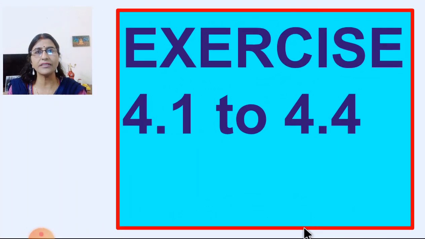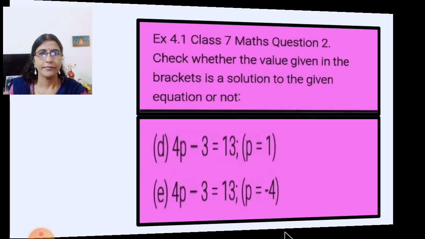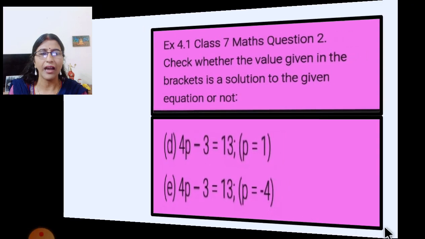Now today we will do some important questions from exercise 4.1 to 4.4. This is question number 2 of exercise 4.1. Check whether the value given in the bracket is a solution to the given equation or not. These are the two equations given, and these are the values given for p. We have to find out whether the value in the bracket is a solution to the given equation or not. So let us see how to solve it.